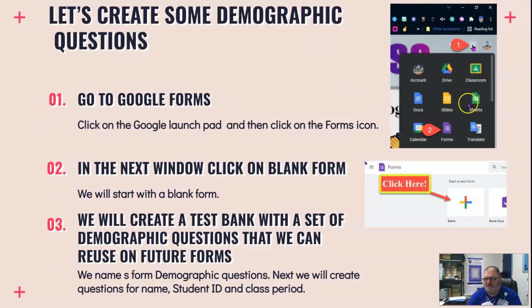You click on your launch pad. You click on this icon for Forms. Once the home page for Forms loads up, you click right here on blank form. Okay, it'll open up a blank form for you to start filling out. So we're going to create a test bank with a set of demographic questions that we can reuse on future forms. So we're going to have questions for name, ID, and class period.